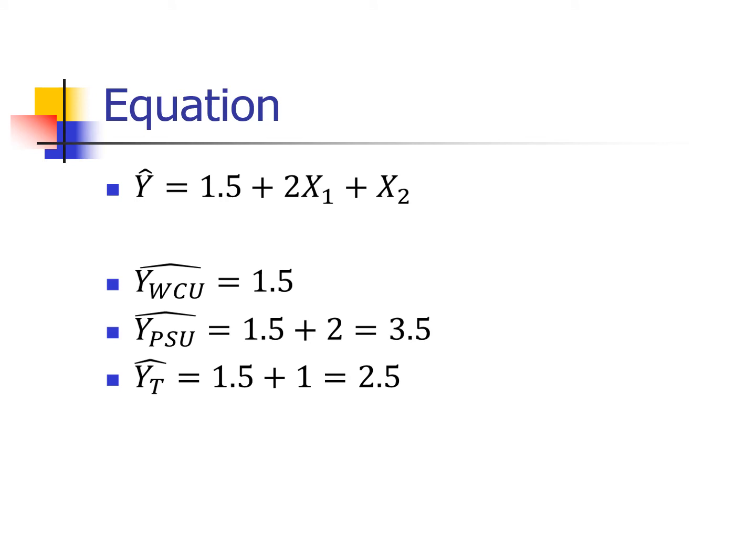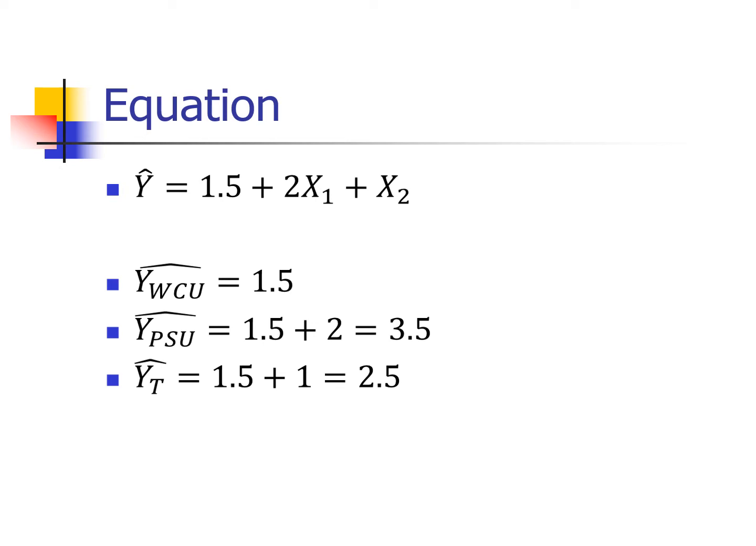Here it is. Good job. This is what your equation should look like, with a little bit of rounding. Y hat, the estimated GPA of a student, is the y-intercept of 1.5 plus 2 times a dummy variable indicating whether or not they're from Penn State, plus 1 times a dummy variable that indicates whether or not they're from Temple.